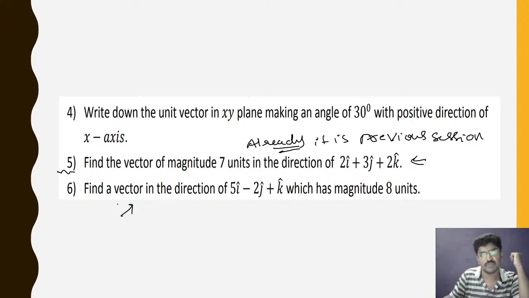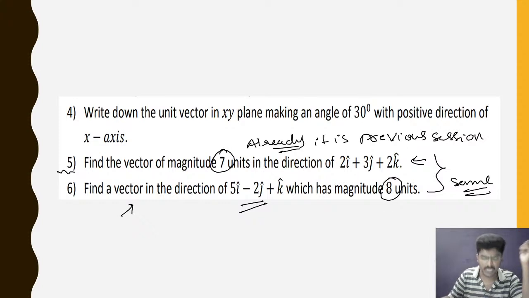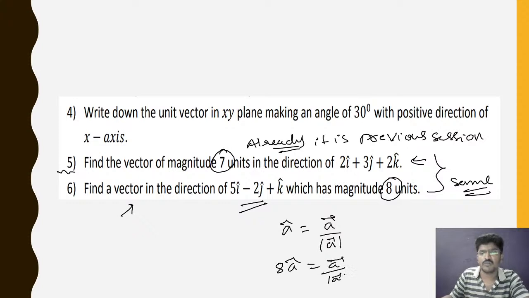This is also the same. Both the problems are the same. They have given the vector. Here they have asked for 7 units, here they have asked for 8 units. First you find the unit vector A, that is vector A divided by mod of vector A. Next you find 8 times vector A divided by mod of vector A. This will be the answer for problem number 6 as well as problem number 5.